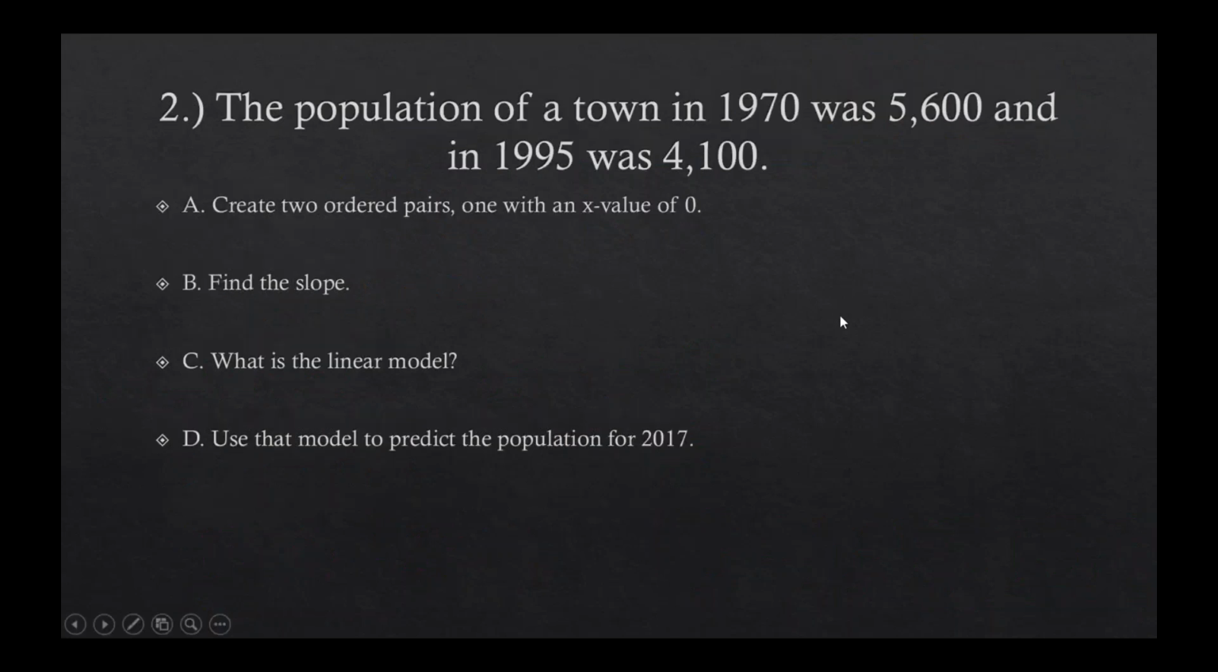All right, now let's do one that's a little bit more difficult. The population of a town in 1970 was 5,600, and in 1995 it was 4,100. So we're going to find the slope, y-intercept, linear model, all of that business. But first we have to create ordered pairs, because in order to find the slope, we need an x1, y1, right? We got to have our ordered pairs.